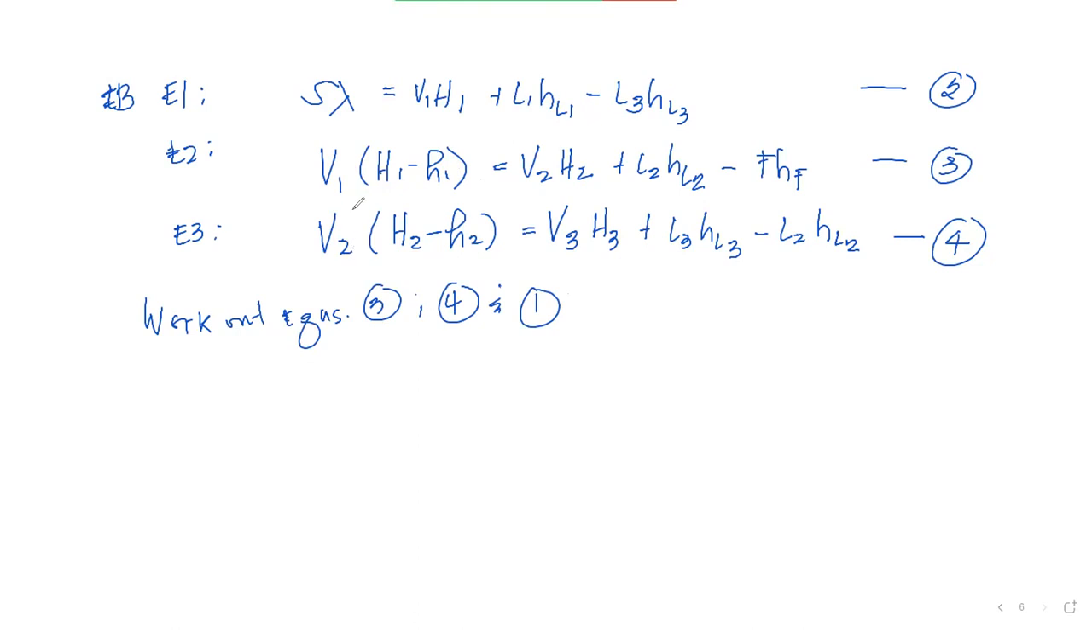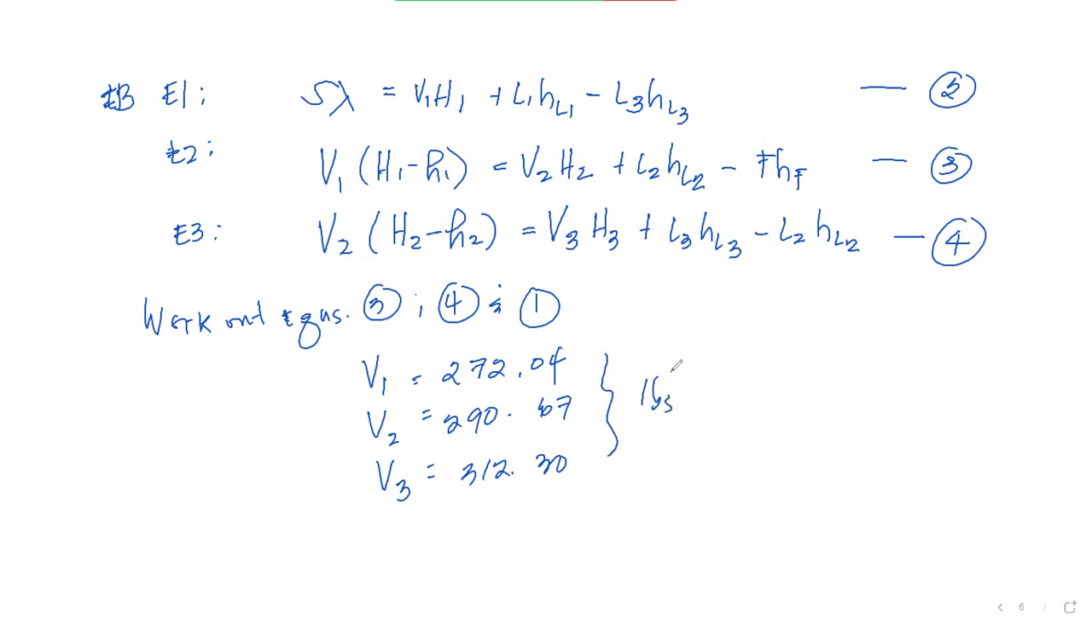You'll be getting the values of the 3 vapors produced. Okay? You work out the 3 equations, you'll get the actual values of the vapors produced, because we have assumed them. So the actual values that you will be getting are 272.04, 290.67, and 312.30, all of which have units in pounds.